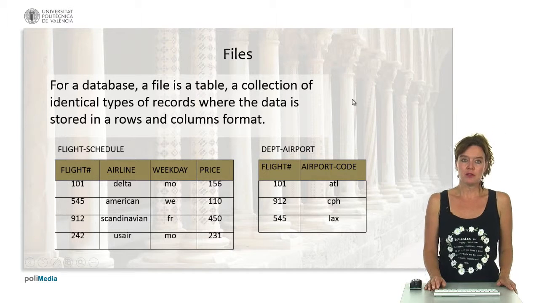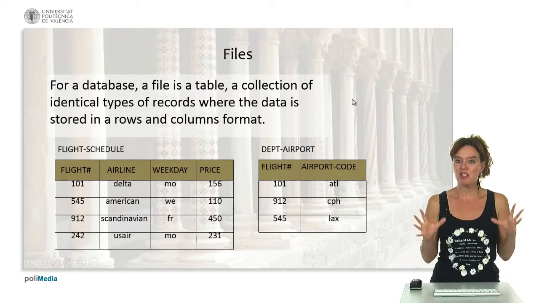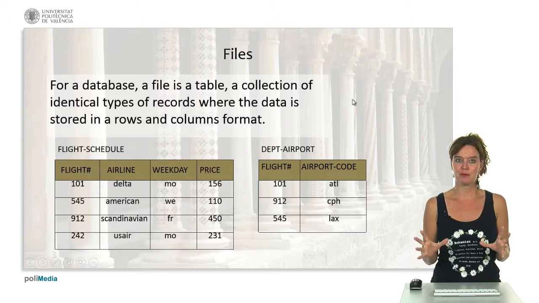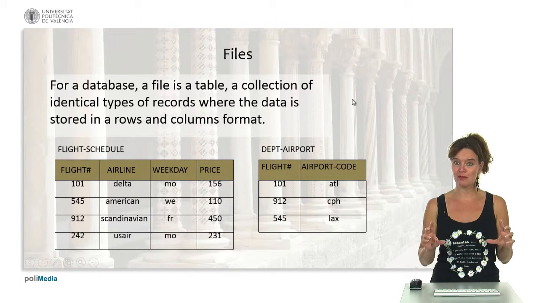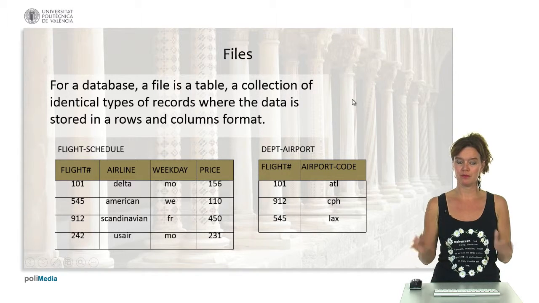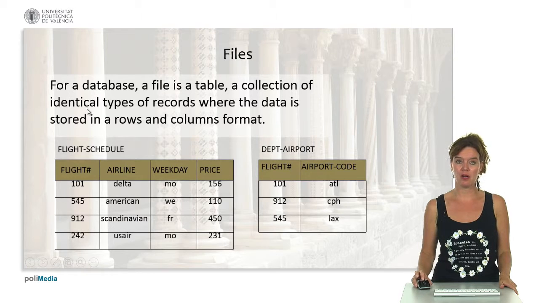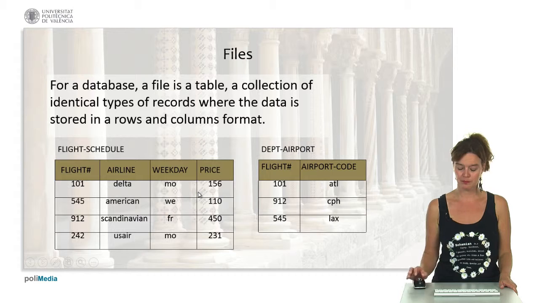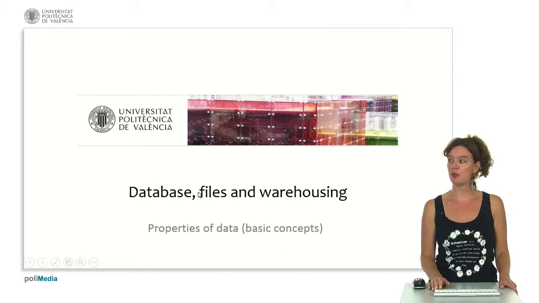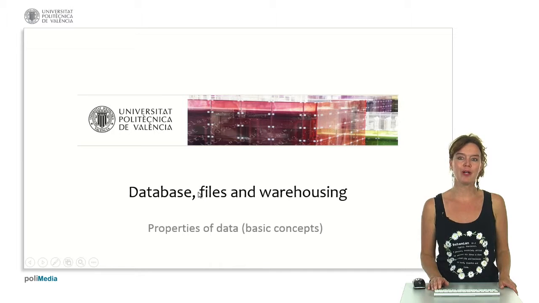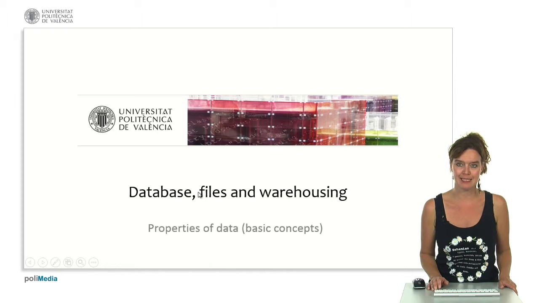So files for a database are specifically these tables, a collection of records, where the data is stored in rows and columns. The columns are the fields and the rows are the records. So now we've got this basic terminology right, let's go and look at some properties of data in the next video.